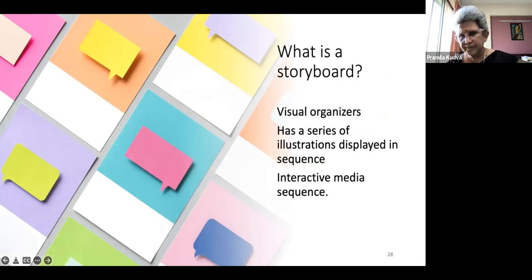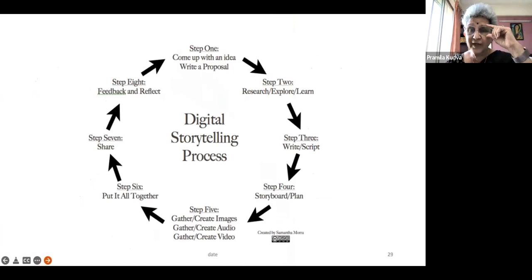What is a storyboard? It is a visual organizer, and it has a series of illustrations displayed in a sequence. And it has an interactive media sequence. Let's see, I'll show you some more. What are the steps? First, you write a proposal. Step two, you research. Step three, write the script. Then you have the storyboard plan. Then you gather and create images and create the audio, put it all together, share, get the feedback, reflect, and continue the work. So it's a cycle that goes on. It's not as complicated as it looks here. I'll take you through it.